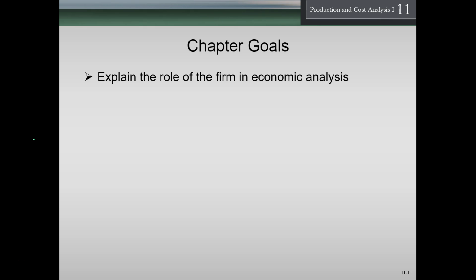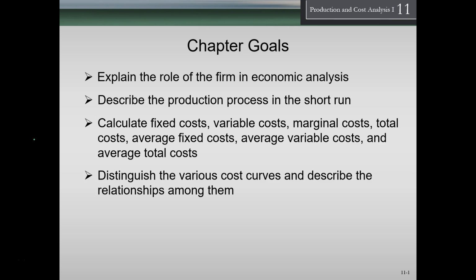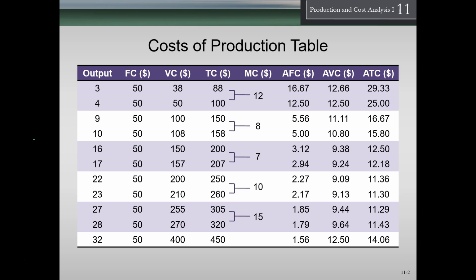Hello, in this lecture we're going to continue our discussion of production and cost analysis, chapter 11. Chapter goals, remember, are to explain the role of the firm in economic analysis, describe the production process in the short run, calculate fixed cost, variable cost, marginal cost, total cost, average fixed cost, average variable cost, and average total cost. We will continue on this portion at this time. Distinguish the various cost curves and describe the relationship among them.